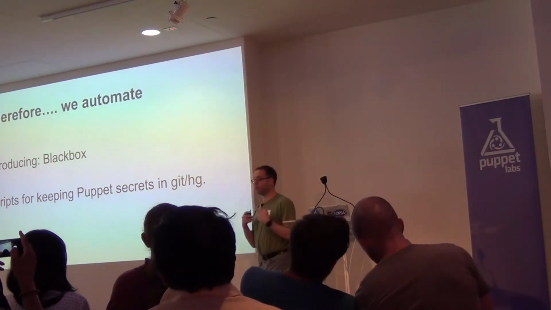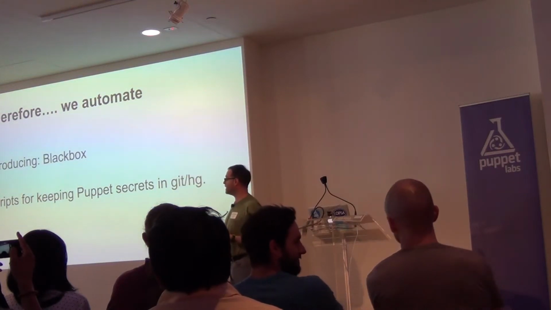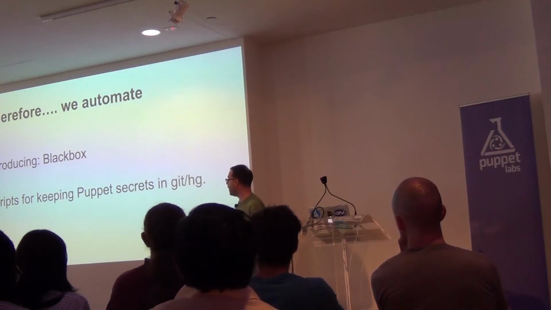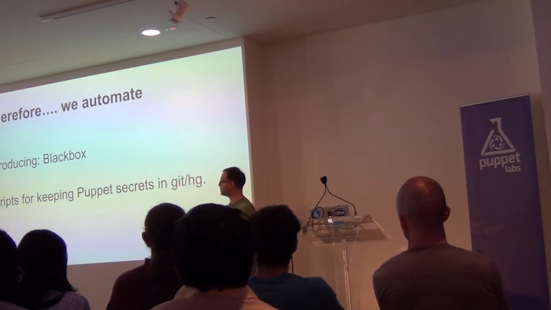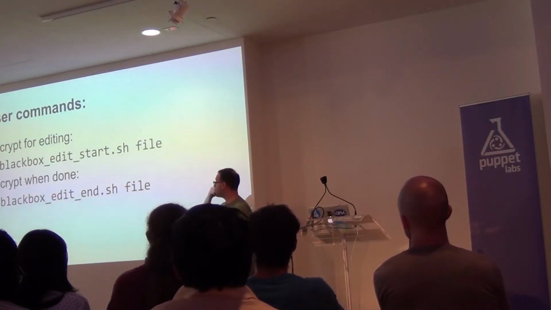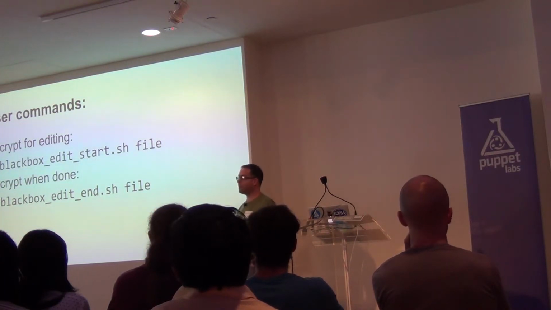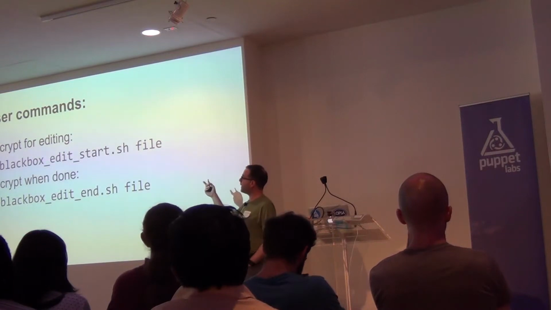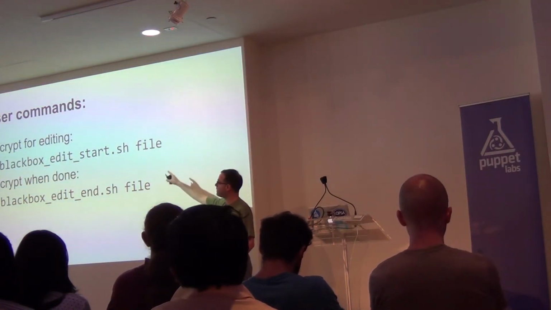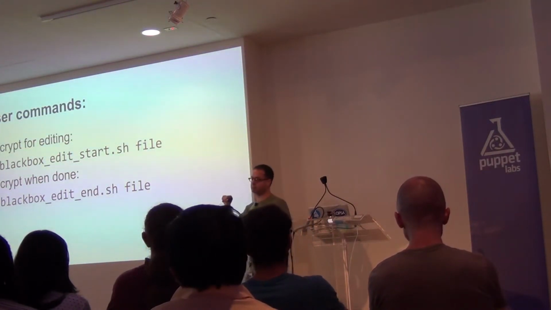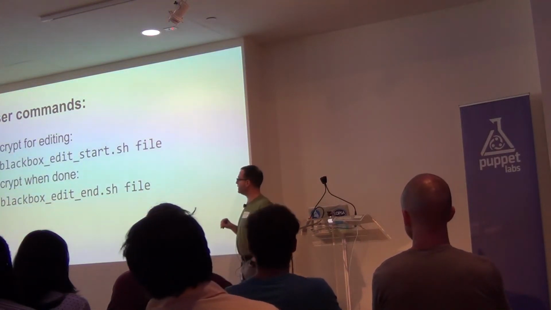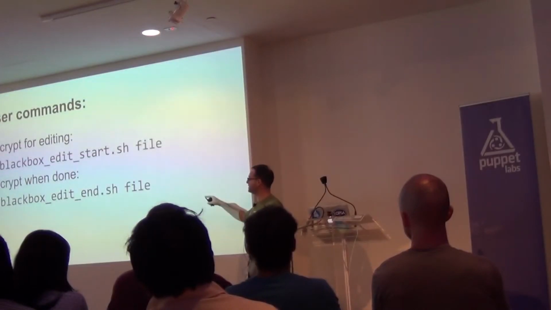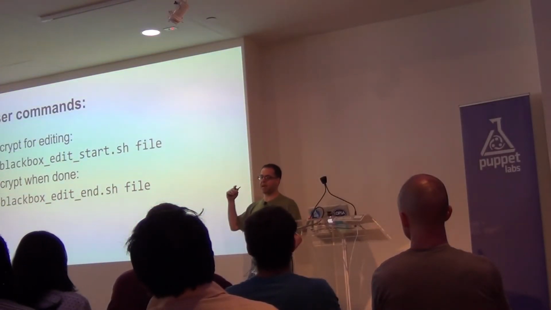So therefore, we automated this. We wrote some scripts that made this easier for everyone on the team, and we called the project BlackBox. So we've simplified those commands down to these basic scripts. Anytime you need to edit one of the encrypted files, you just say BlackBox edit start. That decrypts the file, prepares it for editing, and when you're done, BlackBox edit end, and the file name, and that re-encrypts it.